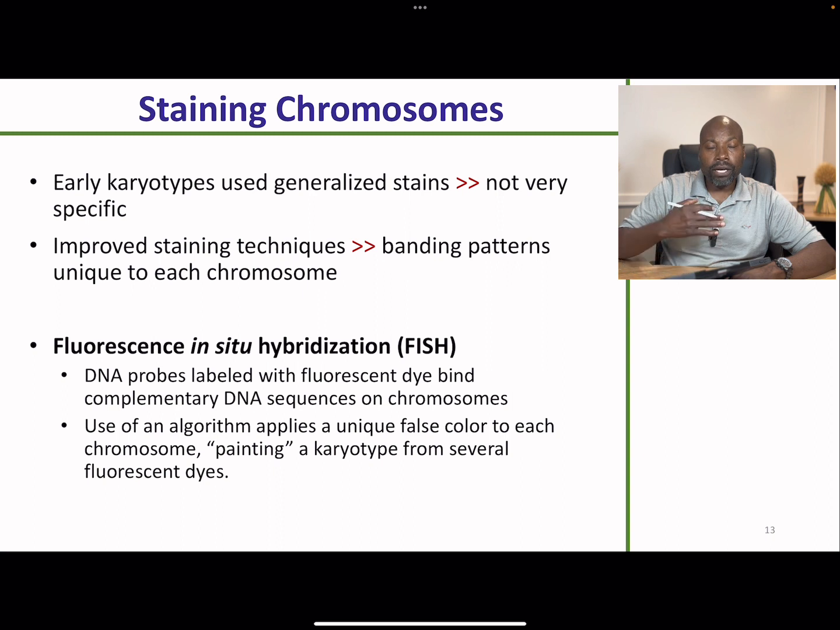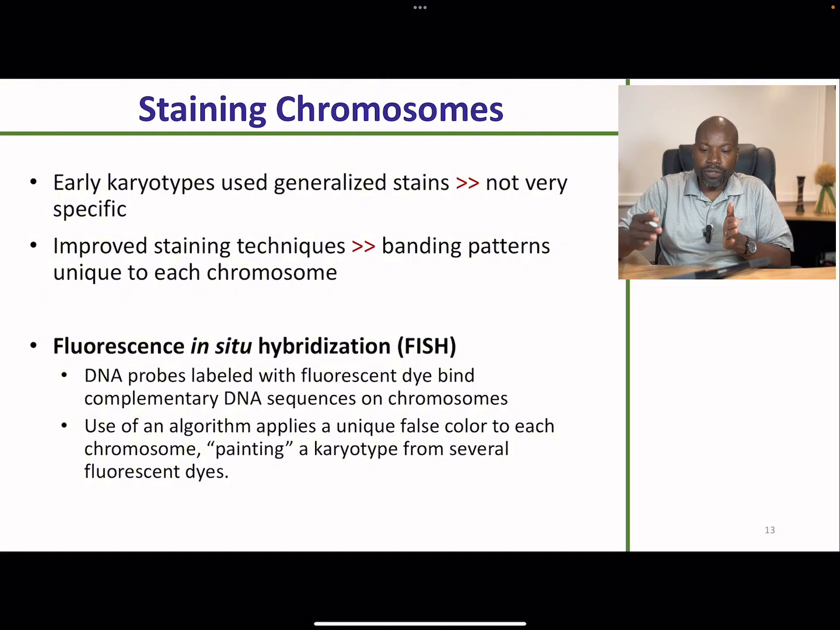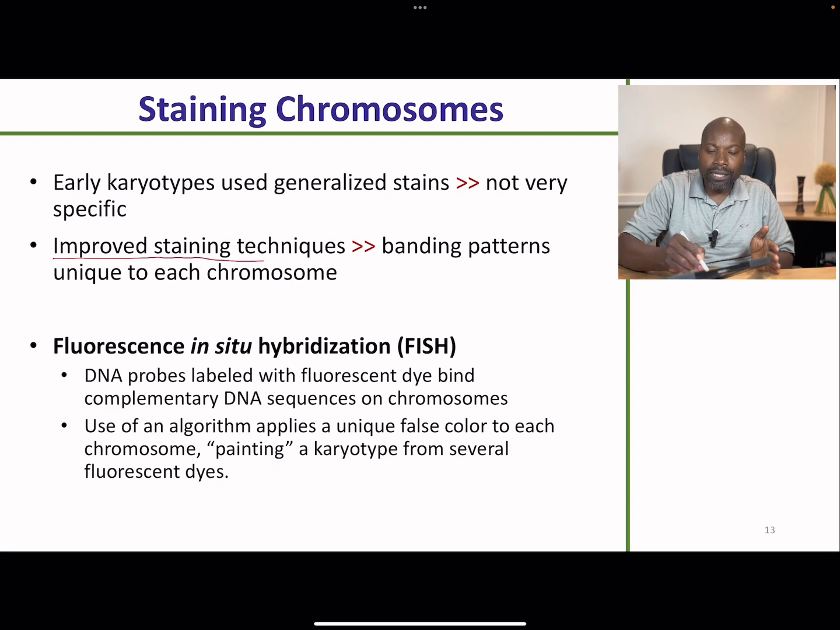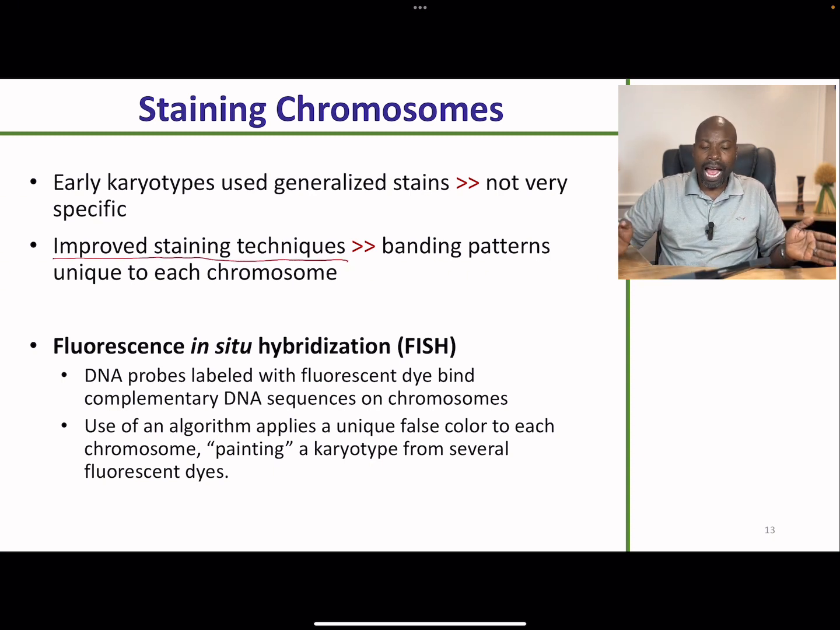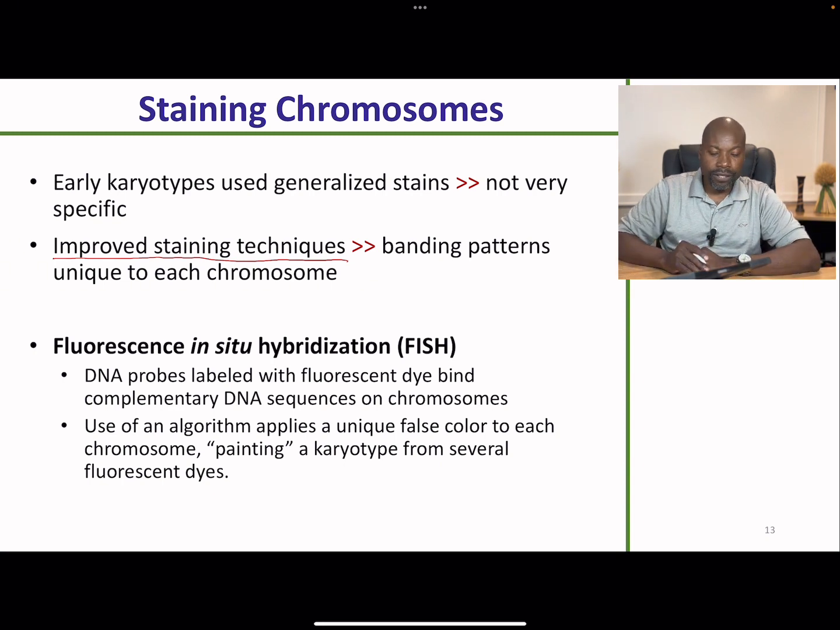So because of that specificity, we can have some patterns in the bands that we see on the chromosomes because of all the improvement in the staining techniques that we have these days. Now, here is the thing. We have a technique that is so effective these days that is called fluorescence in situ hybridization. Fluorescence in situ hybridization, or FISH.